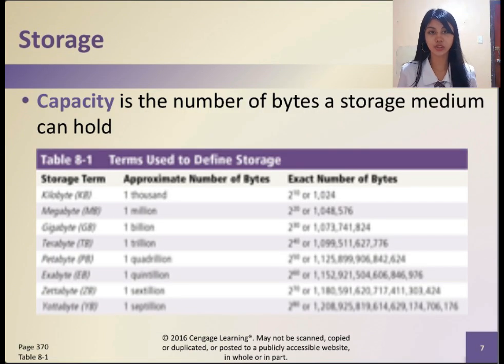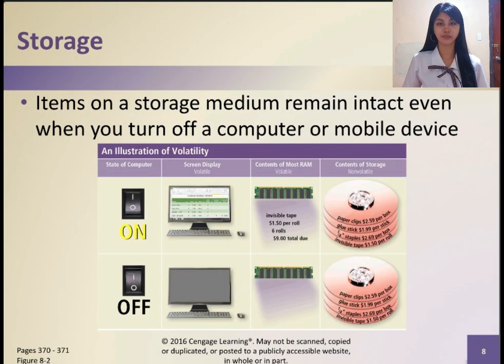Still under storage, we have capacity. Capacity is the number of bytes a storage medium can hold. I know we are all familiar with this. We have kilobytes, which is the smallest unit a storage medium can hold. We also have megabyte, gigabyte, terabyte, petabyte, exabyte, zettabyte, and yottabyte. These are the storage terms for the number of bytes a storage medium can hold.